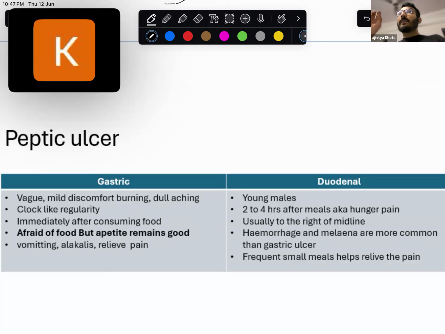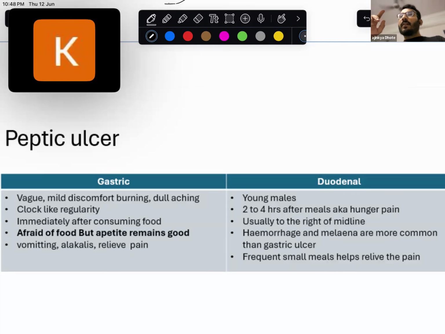Typically, the patient says that as soon as he consumes food, he will have pain, and that in a way leads to decreased appetite of the patient. Not appetite, but decreased food consumption by the patient. Now, in this case, again, the patient's appetite is good. He will say, "I feel hungry but after eating there is pain, therefore I eat less." This is the most typical symptom that the patient will say in a case of gastric ulcer.